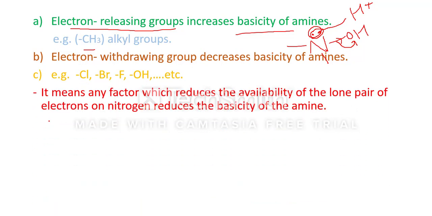It means any factor which reduces the availability of the lone pair of electrons on nitrogen reduces the basicity of amines. If it increases the availability of the lone pair of electrons, it increases the basicity of amines. If it reduces the availability of the lone pair of electrons on nitrogen, it reduces the basicity of amines.